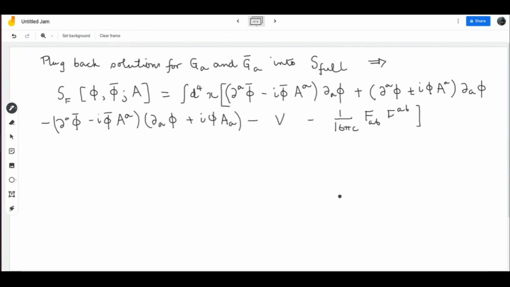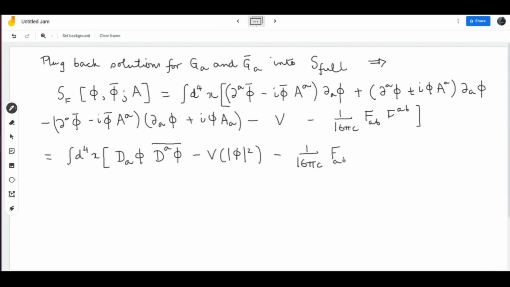Okay, so now I'm going to be lazy and write down the answer. The answer is kind of weird. It's D_A phi, D^A phi bar. I shall tell you what that means. Okay, minus V of phi mod phi squared minus 1 over 16 pi c F squared. Now I'm not doing this exercise, because if I do everything, what will you do, right? So you have to verify this.